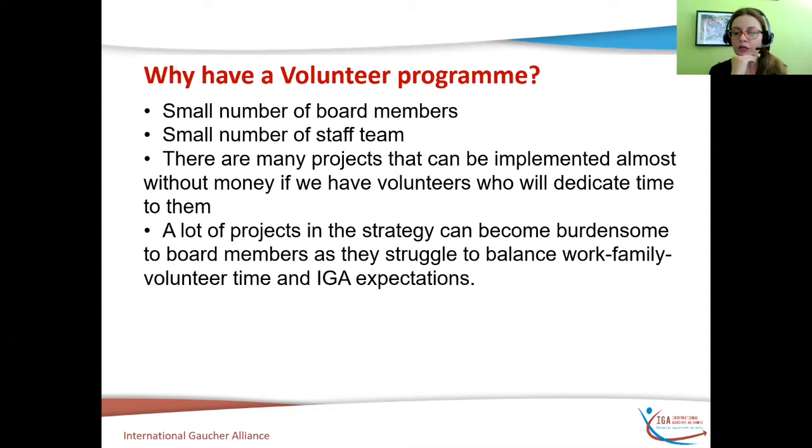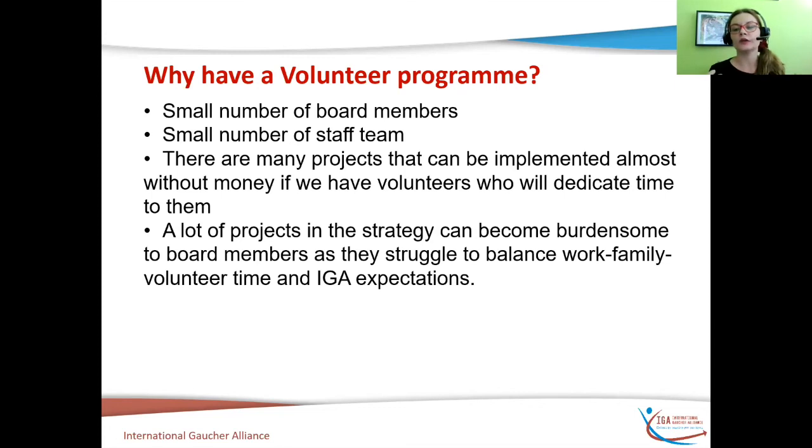There are so many projects that we don't implement because we don't have the time or the capacity, and they can be done without money. So we realized if we have volunteers, more projects will be done, more impact we are going to have on our community. And when we see our work program that we have, our strategy for IGA, we see a lot of projects, and we realize that a lot of board members are actually carrying a lot of burden.